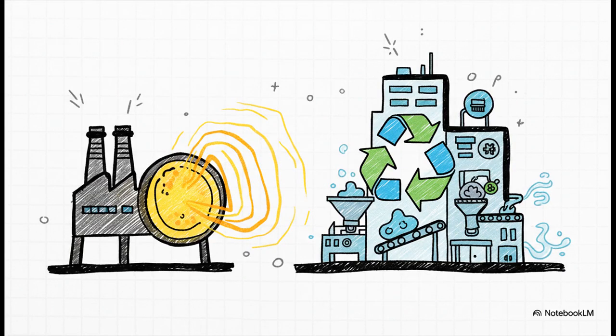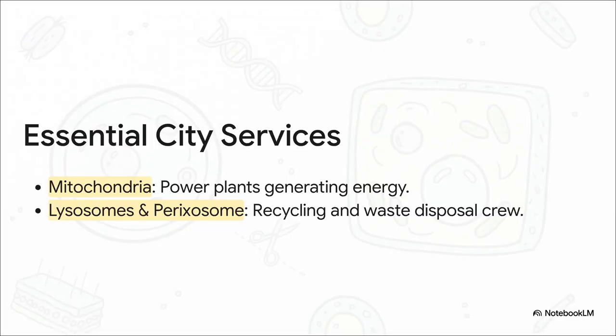Now, there are two other things a city absolutely cannot function without: power and a sanitation department. If either of those go down, the whole city grinds to a halt. So that brings us to the last couple of essential services in our metropolis. The mitochondria, these are the power plants. They are working 24/7, just churning out energy to keep the lights on everywhere. And then you've got the cleanup crew, the lysosomes and peroxisomes.